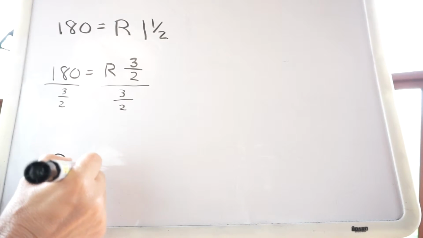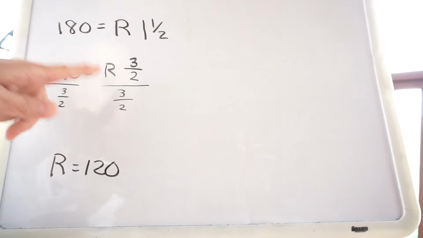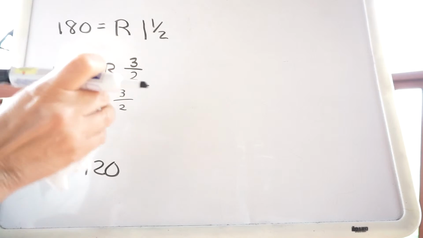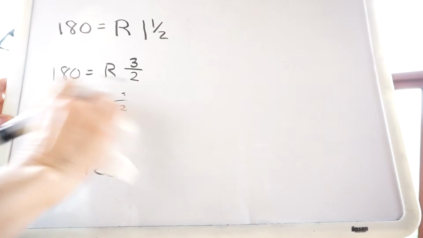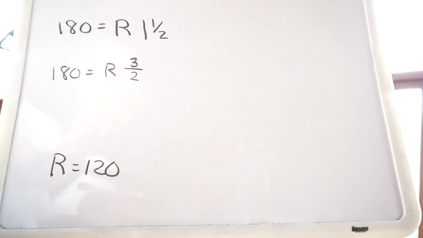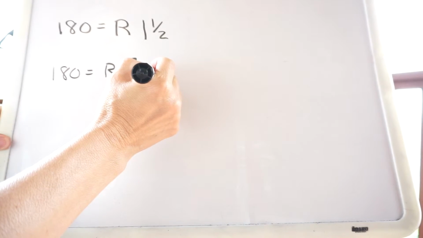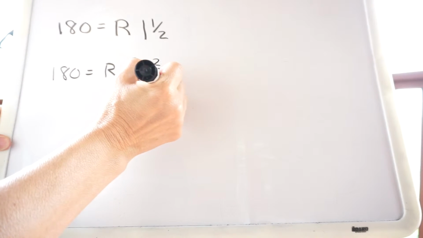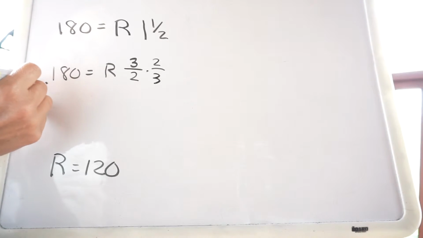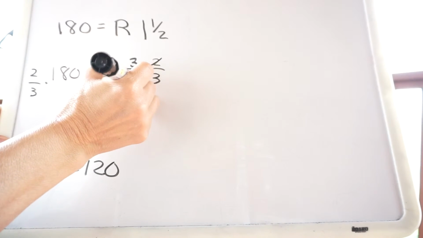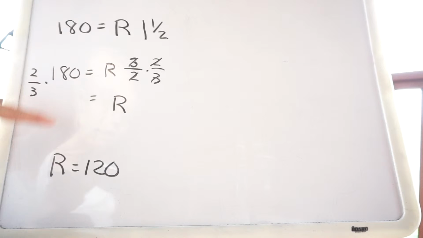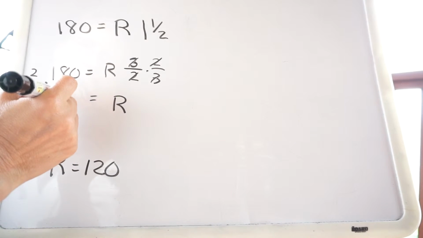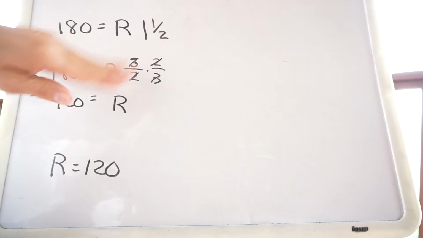Okay. Kind of a shortcut at this point. Instead of saying divided by 3 halves, because essentially what you do when you divide by a fraction is you multiply by its inverse, we could have done that simply at this point and said, okay, I'm going to multiply this side by 2/3, and then I'd have to multiply this side by 2/3. That all cancels out. We're just left with R. And then we have the same thing that we just had when we were doing the other thing. 180 times 2 is 360 divided by 3, and we still get that 120. Okay? That's working with fractions.